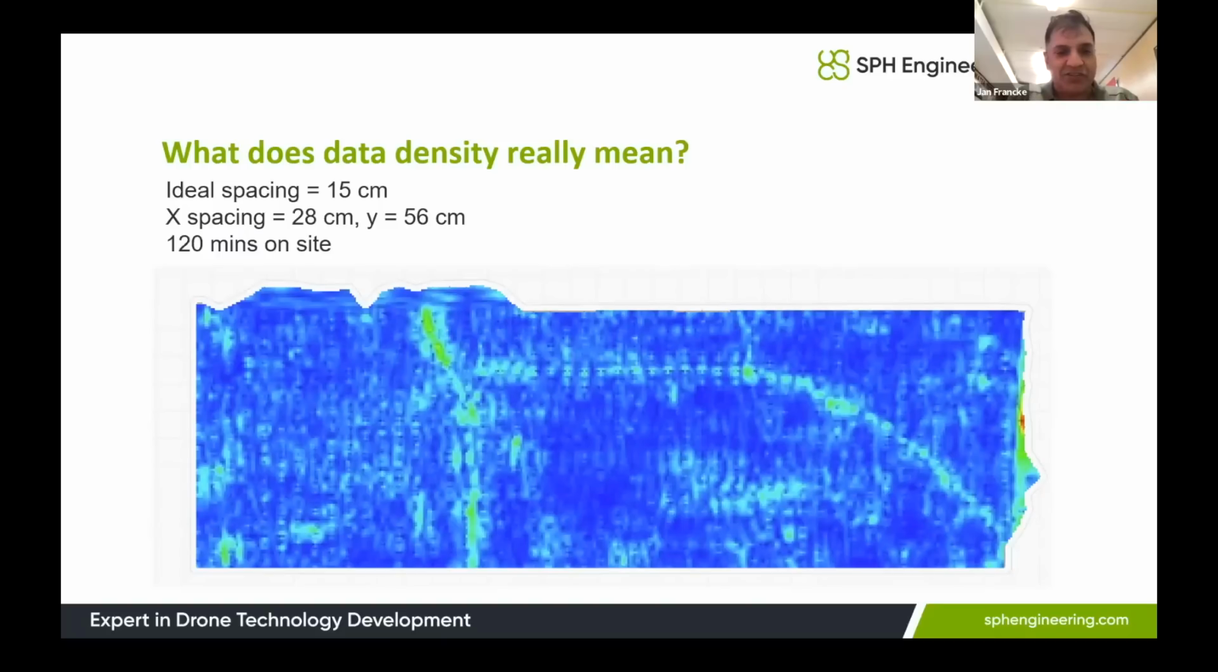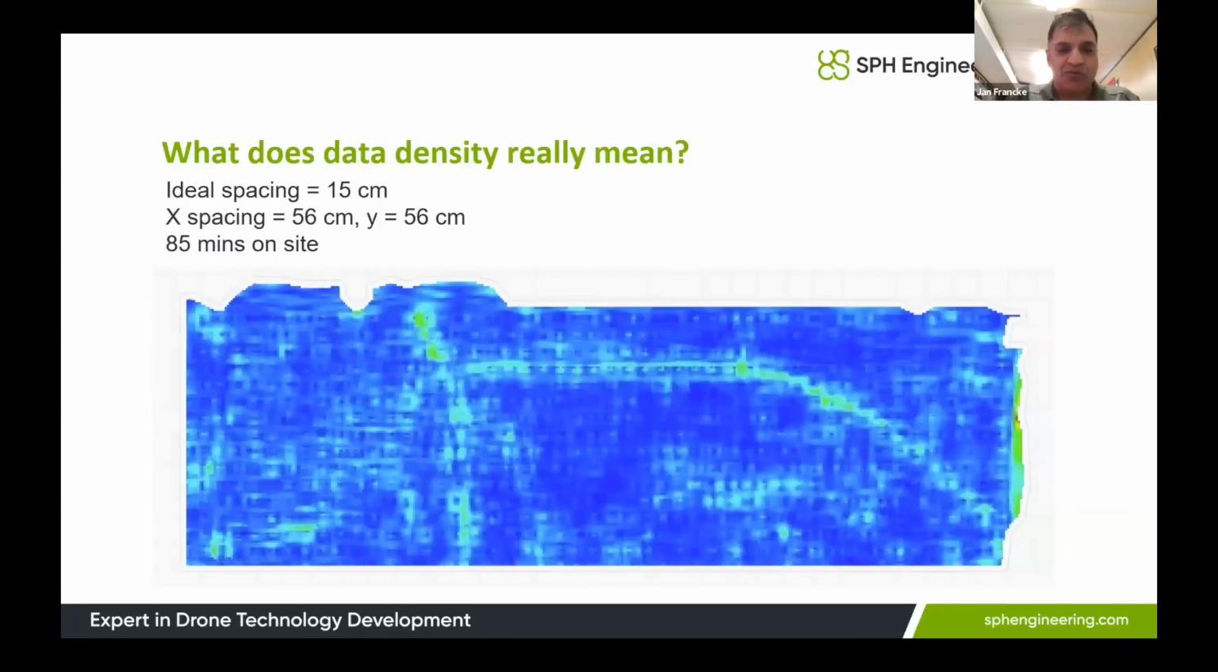So these guys did a survey at actually double the spacing that they needed. They did every 30 centimeters in one direction and every 50 centimeters in the other. And that took them about 2 hours. But you know what? When we look at the slice, any idiot can see where those pipes are, right? Very, very clear. It's a little blocky, but you can draw a line and no problem at all.